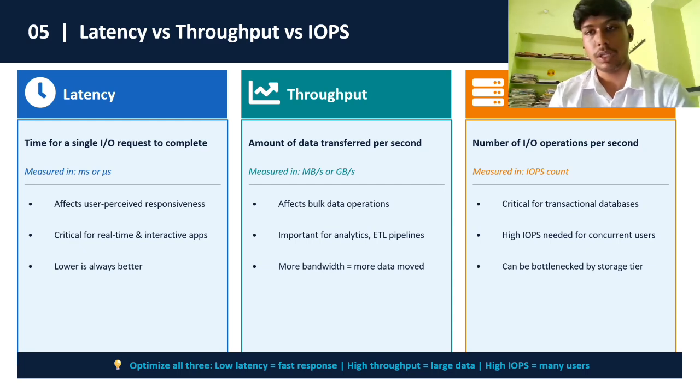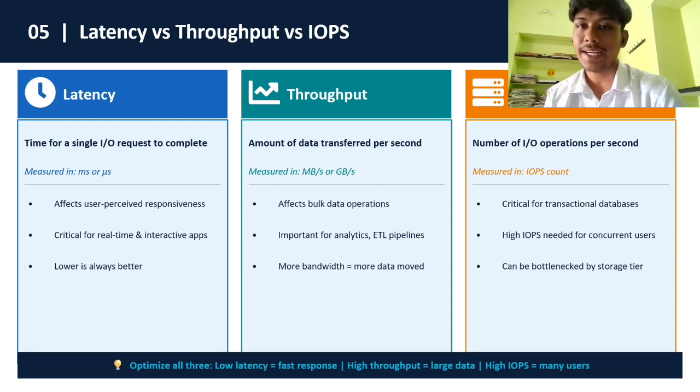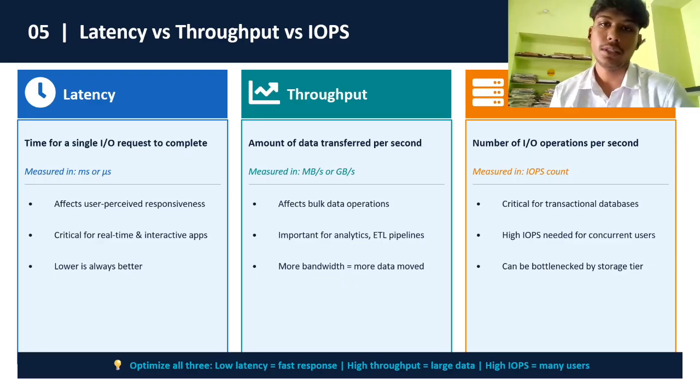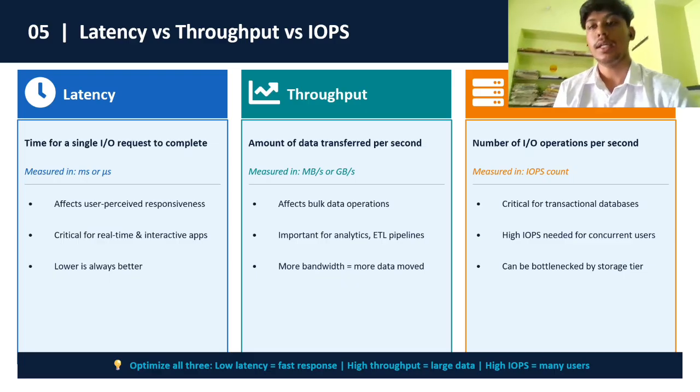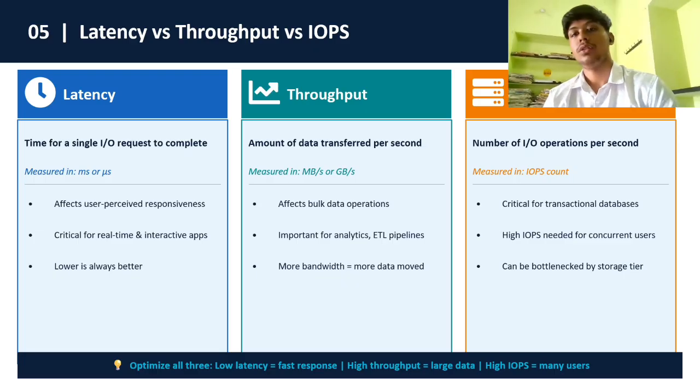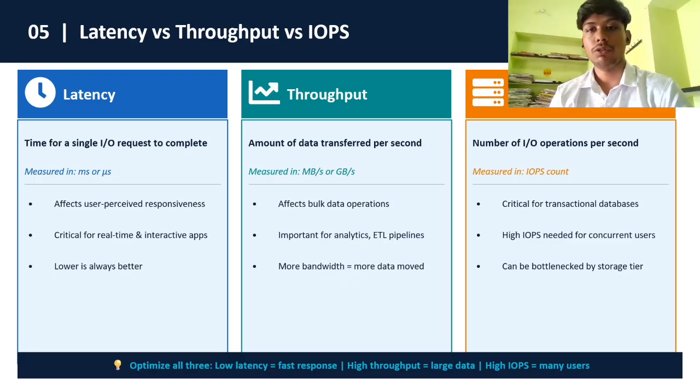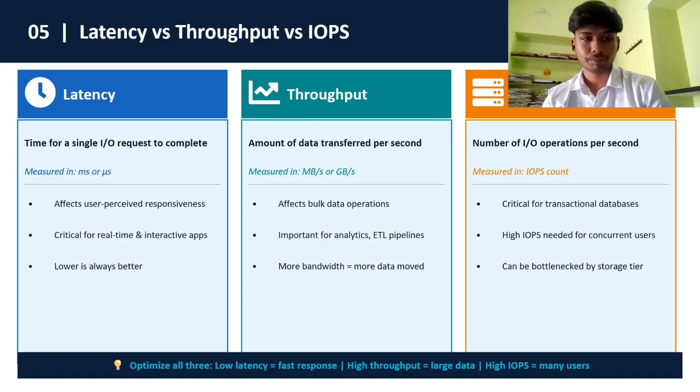Here's how to think about them together. Imagine a highway. Latency is the speed limit. How fast can one car go? Throughput is the number of lanes. How many cars can travel at once? IOPS is how many cars can enter and exit the highway per second. So, can you imagine this? You need all three to work well. Fixing one while ignoring the others won't solve the issue here. So we need all three to work well. Then only our website or app will be very fast for the users.